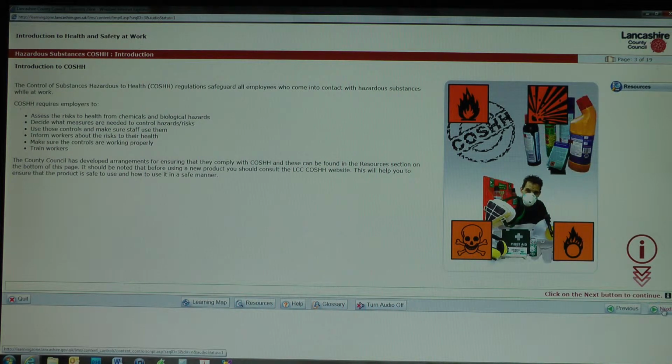If you work with chemicals, there is a set of health and safety regulations you should know about. The Control of Substances Hazardous to Health regulations, normally known as COSH, were set up to safeguard all employees who come into contact with hazardous substances whilst at work.